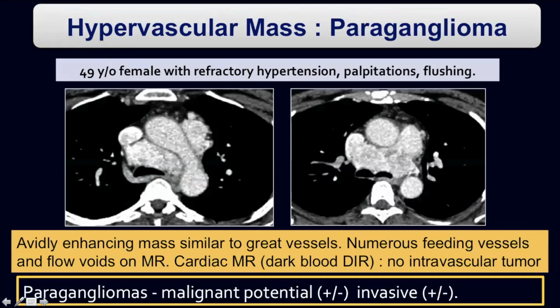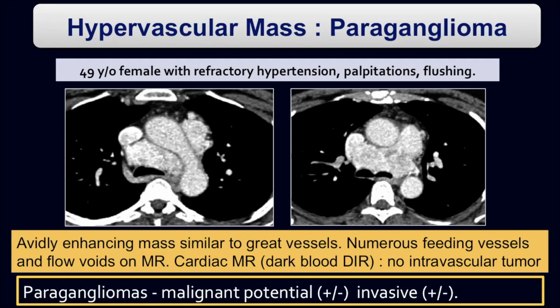So here's a patient who presented with a very classic history of refractory hypertension, not responding to treatment, palpitations and flushing. And we saw this briskly enhancing solid lobulated mass very closely related to the lesser curve of the aortic arch. It's enhancing just similar to the aorta. So this is a very good location for a paraganglioma.